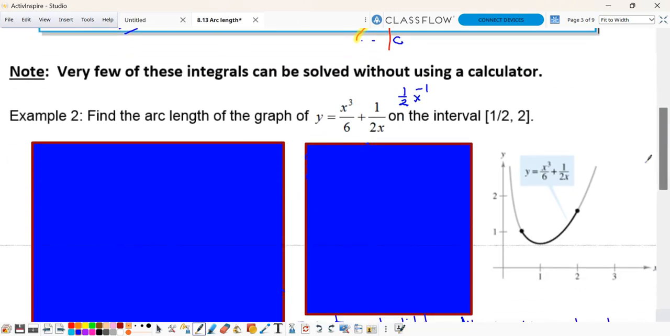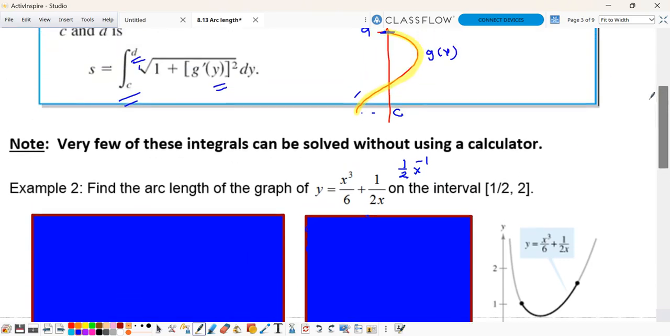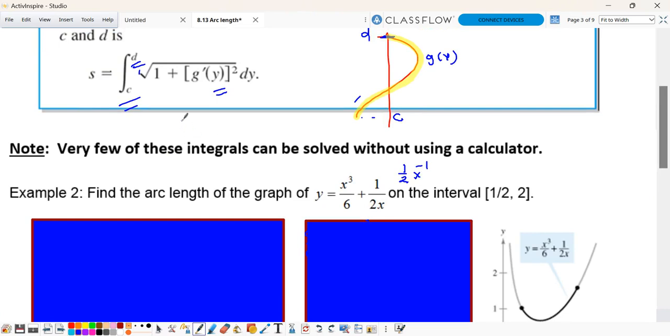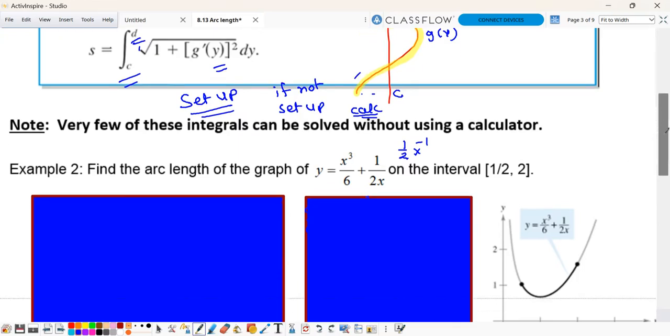Let's take a look at this example here. Another thing is that very few of these integrals are solvable without a calculator. The good news is that on the AP exam, most of the time they ask for the setup. If not setup, then a calculator will be allowed. So make sure you know how to use a calculator as well, because it involves integration, square root, and derivative. Let's take a look at this example.